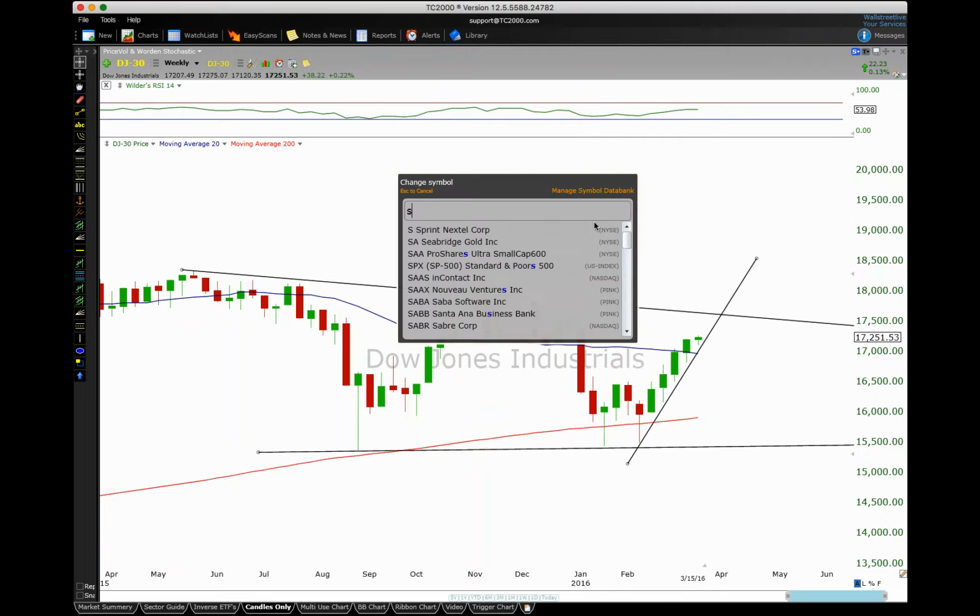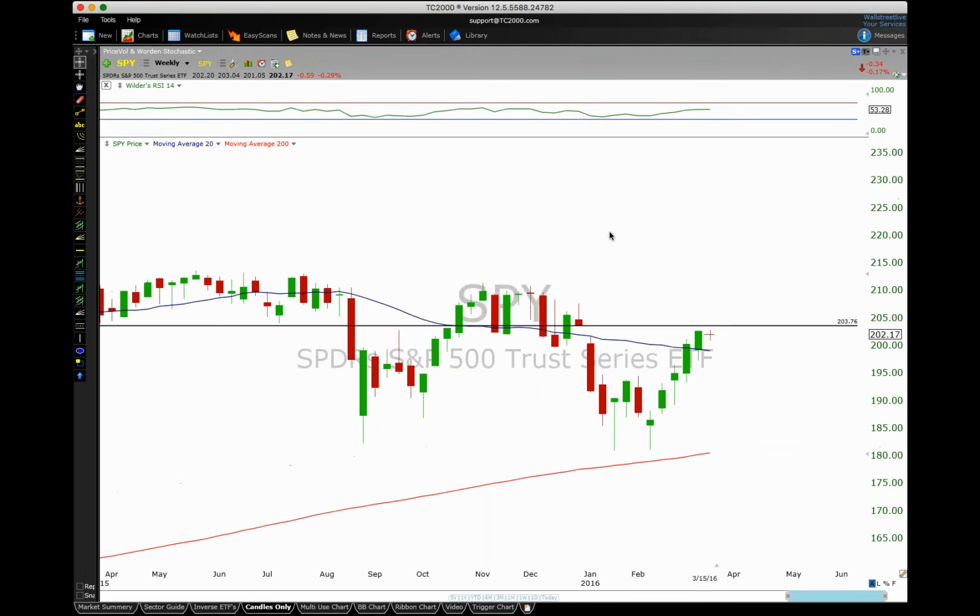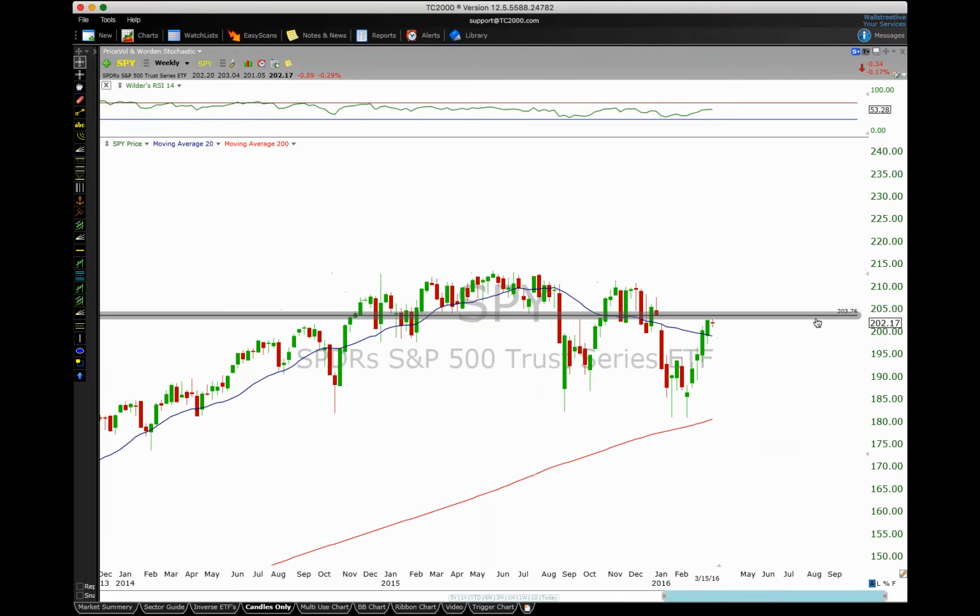So if I move over into the SPY, we have this 203.76 right here. Okay. Then we throw, and I'm going to stay on the weekly instead of, I look at the monthly too. I said I was going to. And we throw this trend line here.